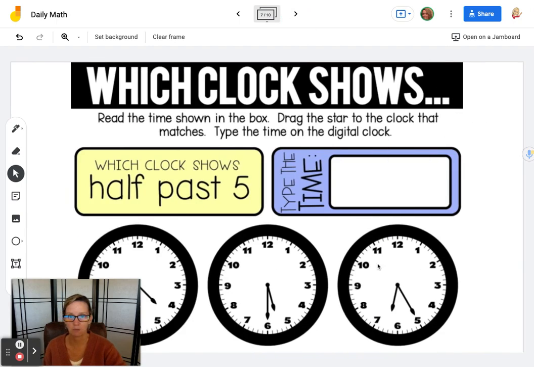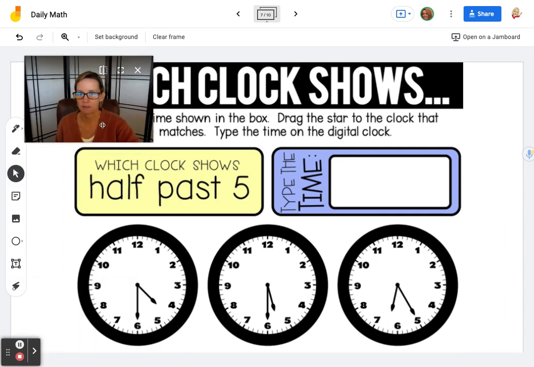Let's do some examples to remind ourselves. See if I can stick myself up there. There we go. All right, so let's take a look. This says, which clock shows half past 5? Well, when we're looking at half past, remember that's when it's half of the clock. So we want to find the minute hand that is half of the clock.